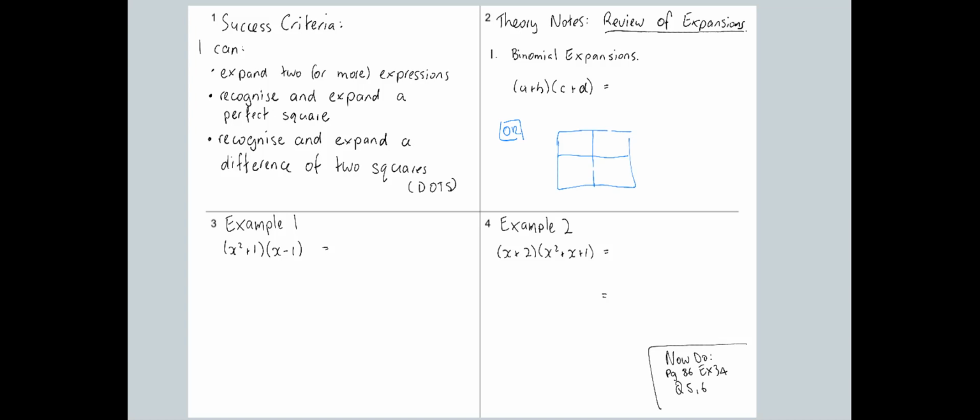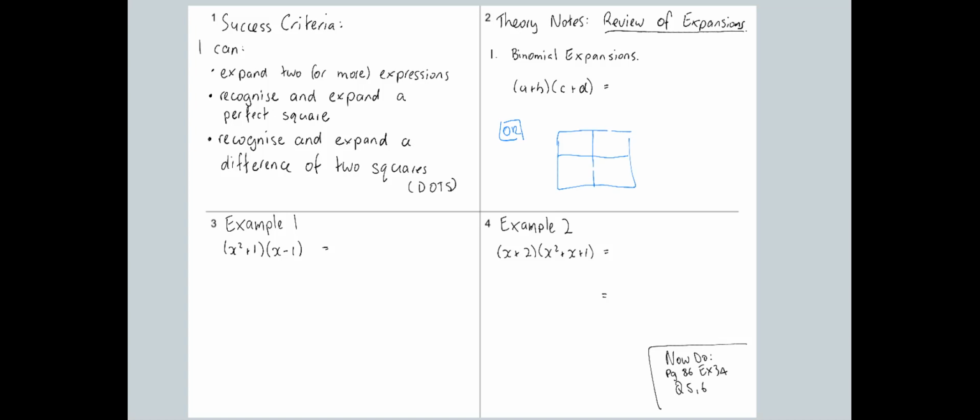And the other one is recognize and expand a difference of 2 squares. Okay, same sort of thing. So I want you to be able to recognize them and then solve problems that use them. So we're going to look at the first one, which is a binomial expansion. So we've got (a + b) times (c + d) over there. This is just a very generic one. And look, there's a bunch of methods that can be used to solve that.